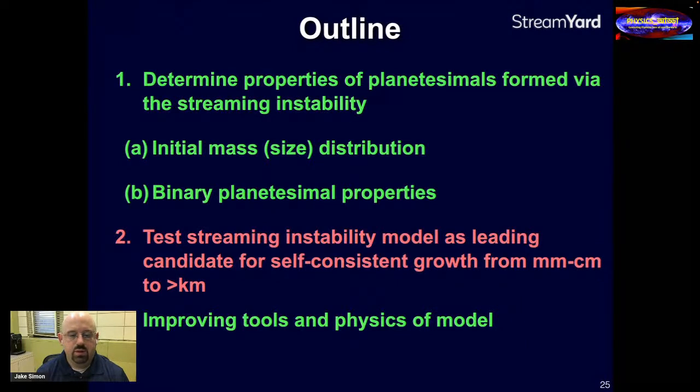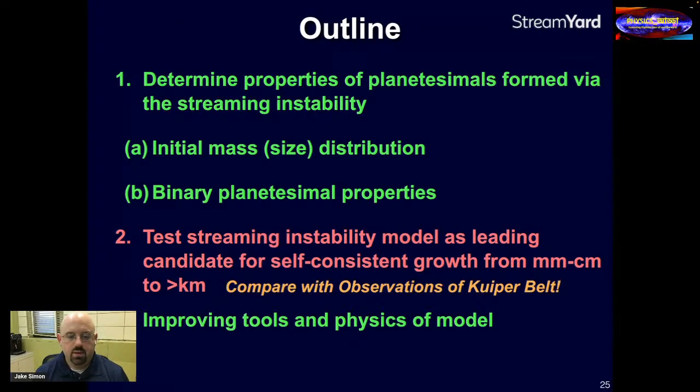But now comes the real meat of what we would do, which is testing the streaming instability model as the leading candidate for self-consistent growth from millimeter sizes to greater than kilometer sizes. So again, I want to point out that we're comparing with systems with our own solar system. Now, why not systems around other stars?